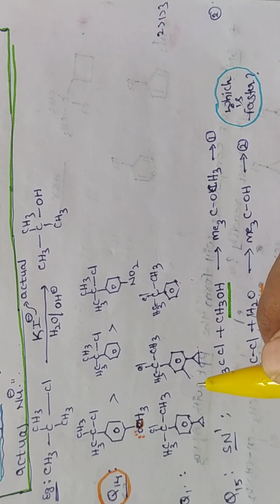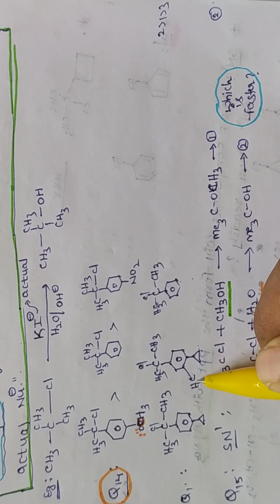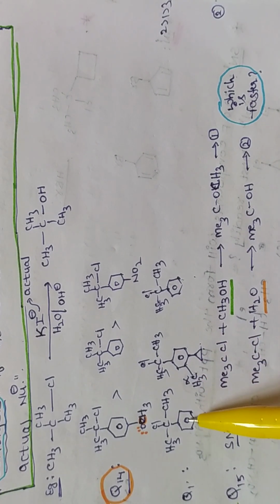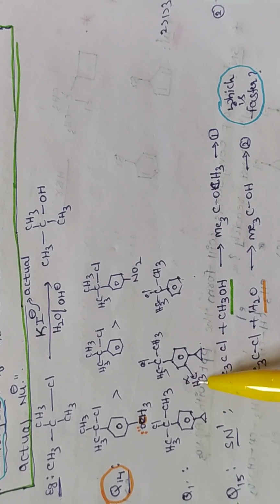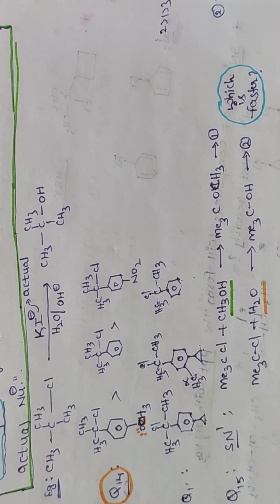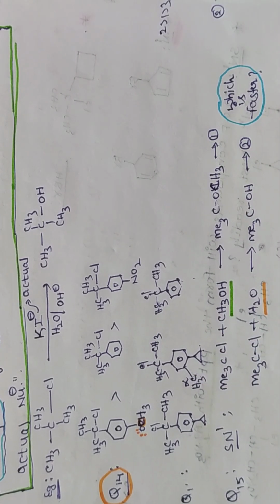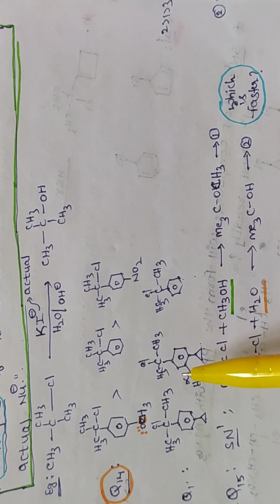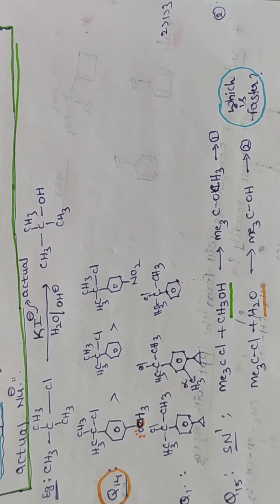So this is a methyl group. A methyl group means what? It is at the alpha position. Hyperconjugation is shown. Compared to this compound, here extra hyperconjugation is there. The more the hyperconjugation, the more the stability of the carbocation. So therefore the second compound is higher than the first compound, which is higher than the third compound.